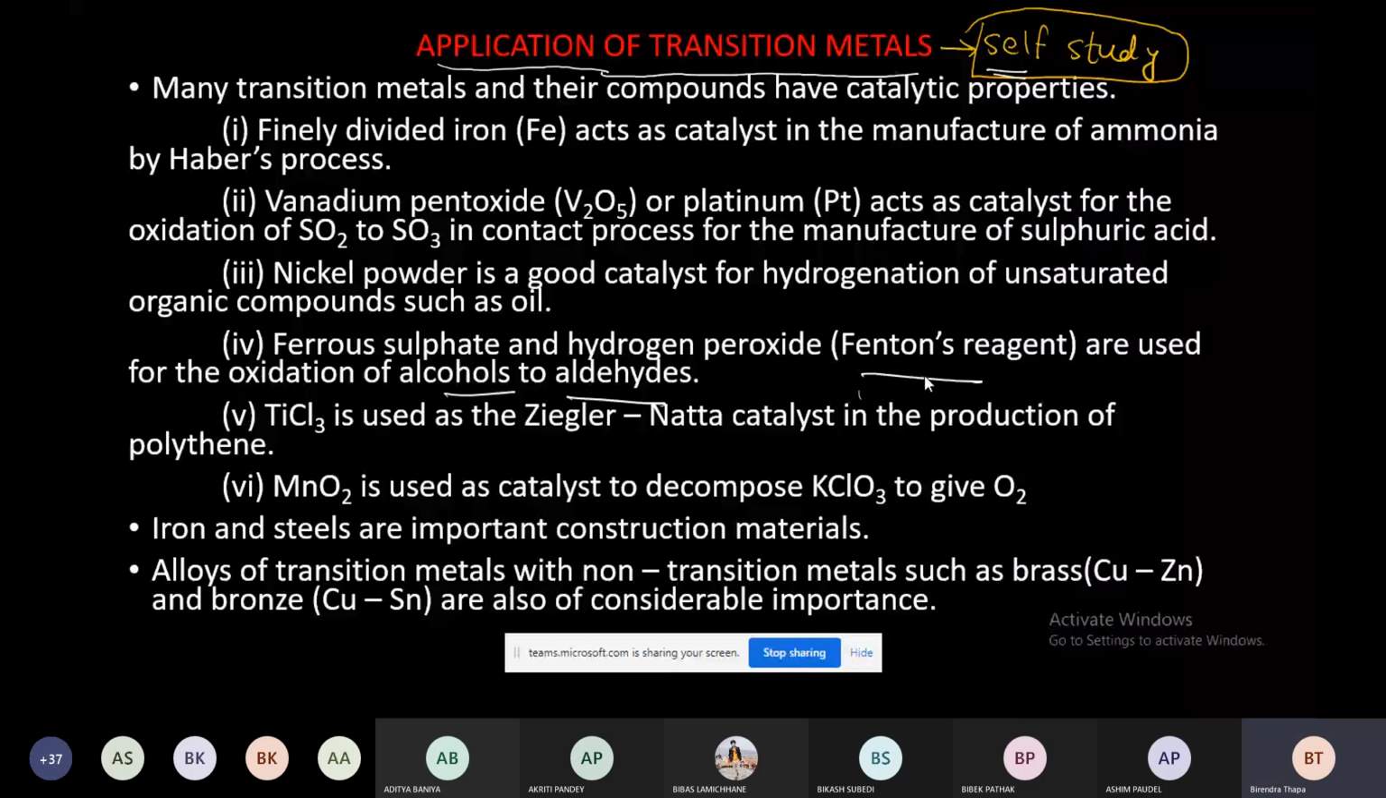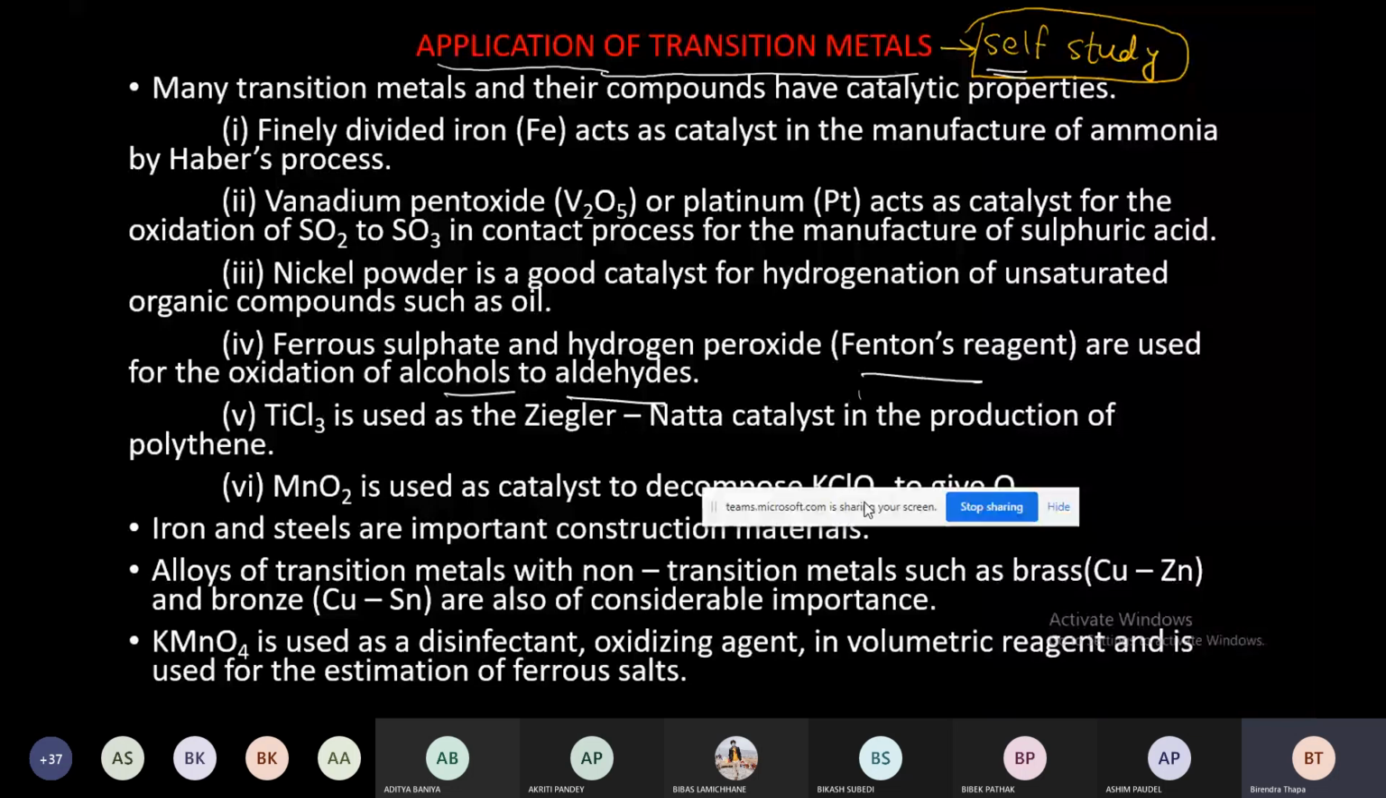We will do this in the lab as well. If our lab starts, then we will do this estimation of iron from Mohr's salt. These are some representative applications of transition metals. You can search other applications from an engineering point of view as well. This is all about some applications of transition metals, and this is all about your D block elements.